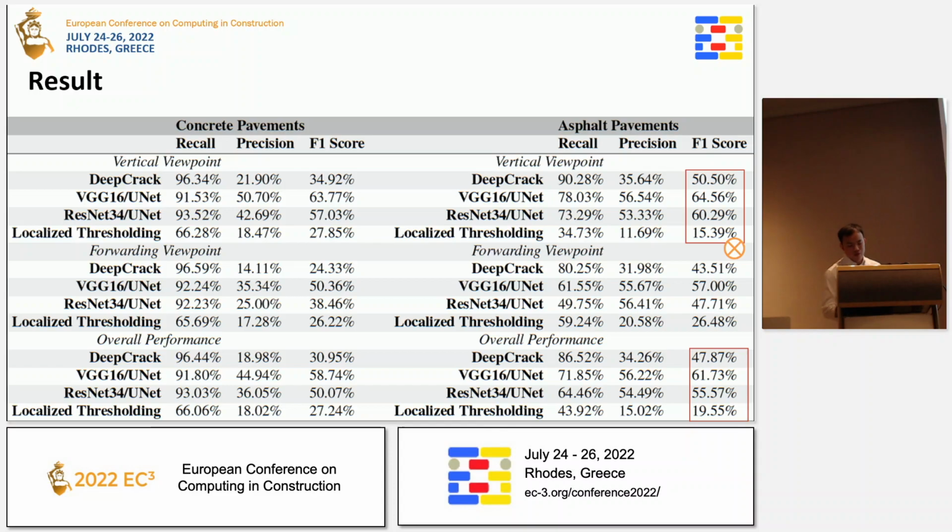And if you look into those 4 algorithms, the localized thresholding, which is the one we use traditionally, has very, very low F1 scores and precision and recall compared to the other 3, meaning that it's probably not going to be very competitive and applicable in practice.